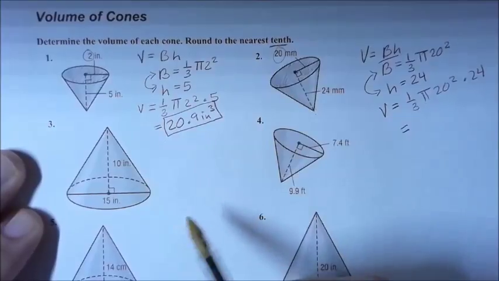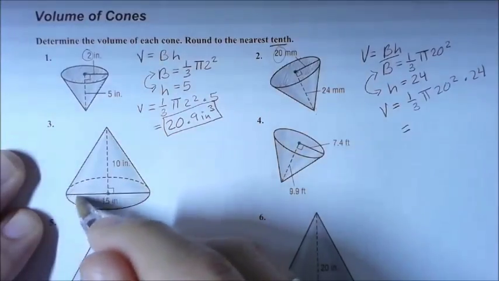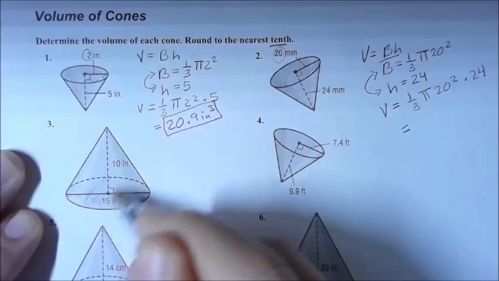Number 3, I'm going to shade my base. That's the first thing we need to do, so we know where we're pulling our radius from.